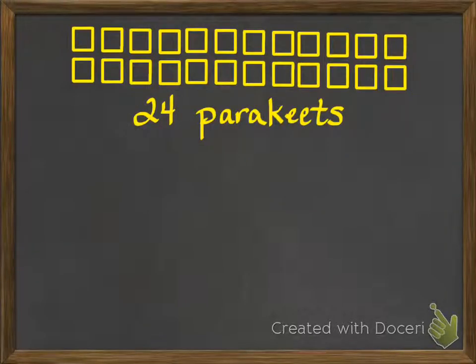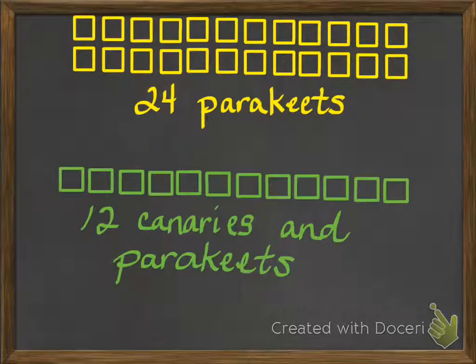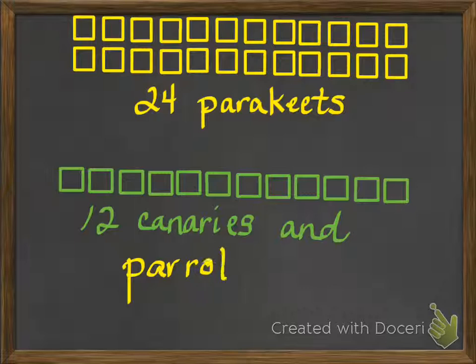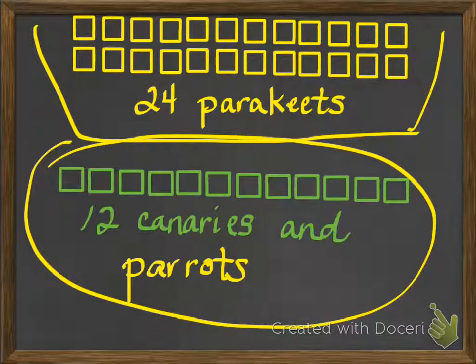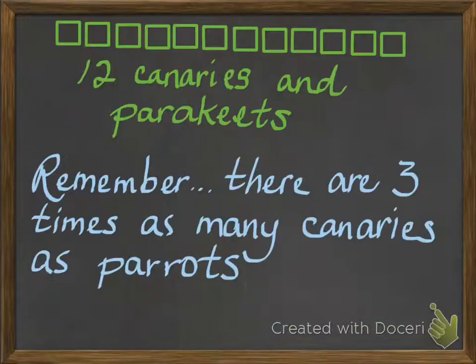So what I did is I drew this picture. I knew that there are 24 parakeets, and then I added on there are 12 canaries and, oops, I made a mistake. There are 12 canaries and parrots, not parakeets. That was my mistake. Okay, so I know that when I add those together, then I get 36 altogether. So I've already got the parakeet information. I'm just going to worry about this information right there, that there are 12 canaries and parrots. Now, remember, there are 3 times as many canaries as there are parrots.